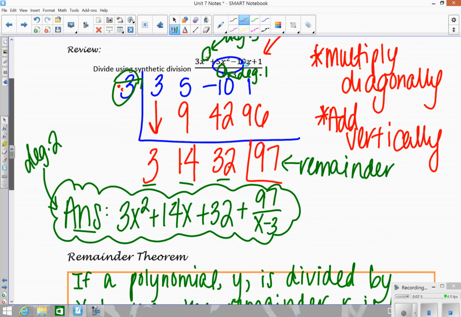It's like if I take 16 and divide it by 4, I get a remainder of 0 because 4 is a number that goes into 16. It's a factor of 16. If I take 16 and divide it by 5, I get a remainder because 5 is not a factor of 16. So that's what's happening here. The remainder is really important in determining which expressions are factors.